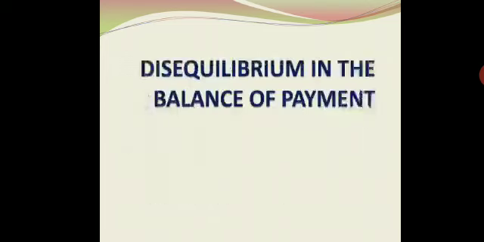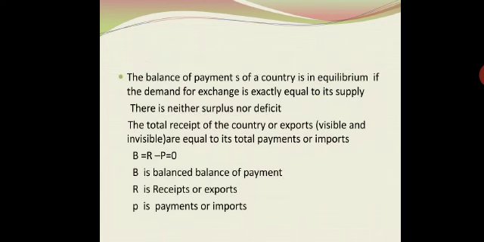Next, what are the types of disequilibrium in the balance of payment? The balance of payment of a country is in equilibrium if the demand for exchange is exactly equal to its supply. That is the equilibrium balance of payment. There is neither surplus nor deficit.